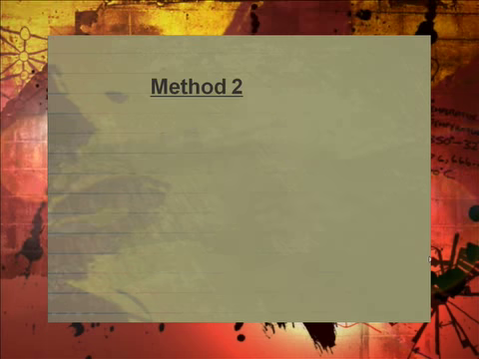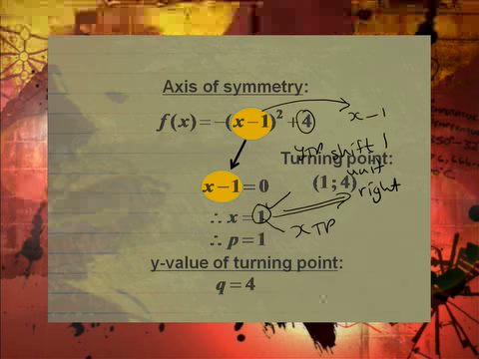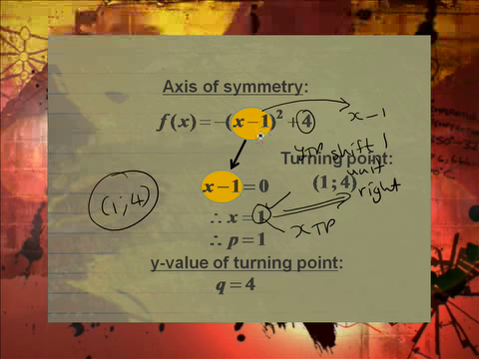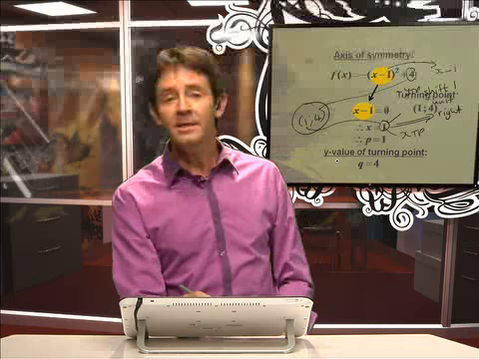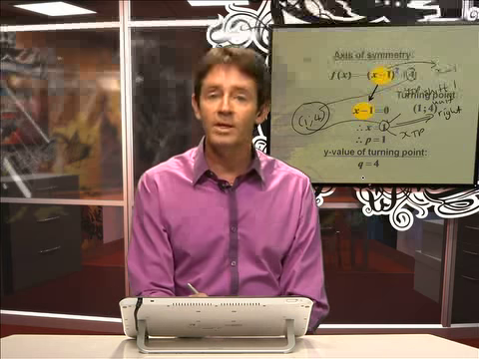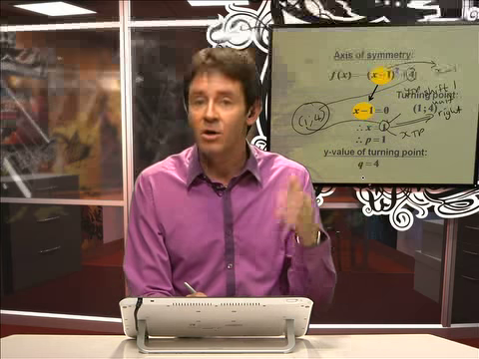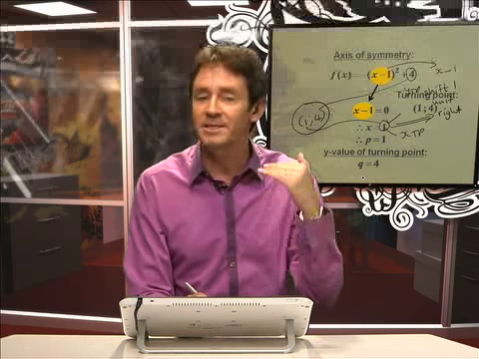That was the one way of getting your turning point, which, if we just summarize it here, x is 1, y is 4. That's your turning point. Put that equal to 0, get the 1. There's your x value, and that's your y. Now, people, in the next segment of the lesson, we're going to look at another method of getting the turning point with this particular example.